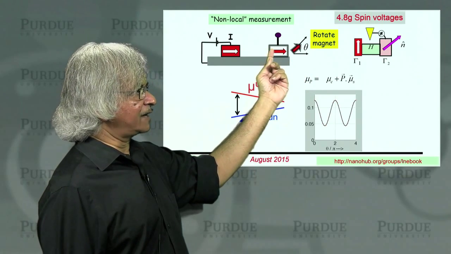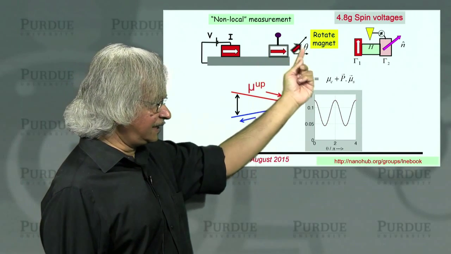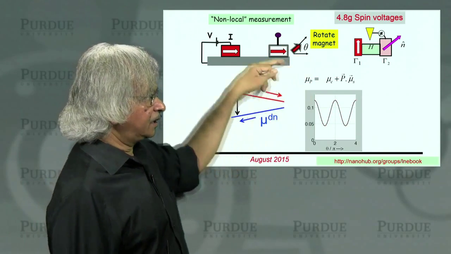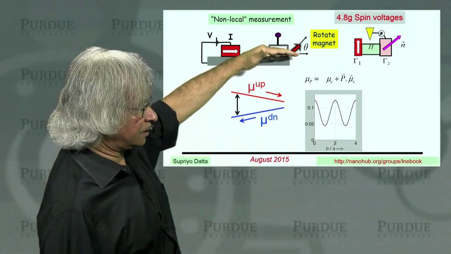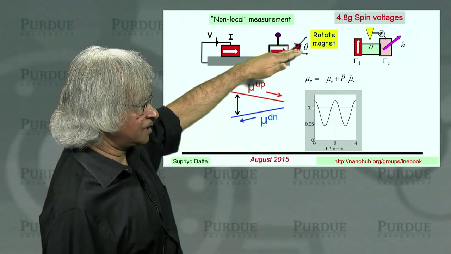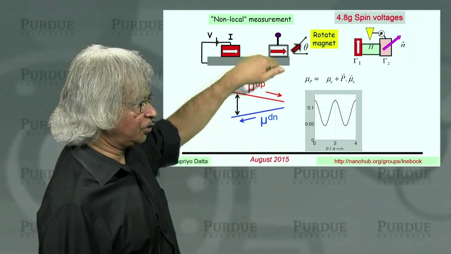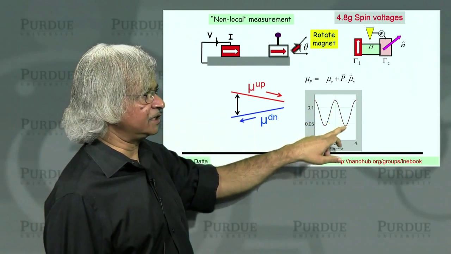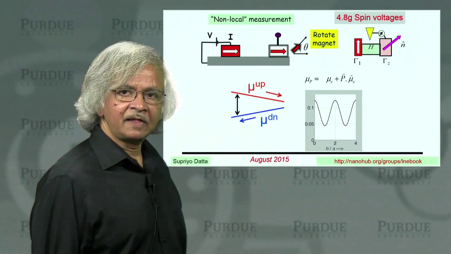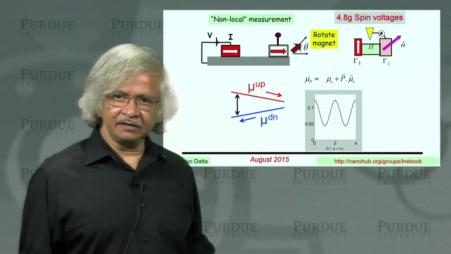And so you should see a potential that is oscillating as you rotate the magnet. Usually the magnet is rotated in the plane, but it could be rotated out of plane too. Usually it's harder to take it out of plane like this, but in plane you would rotate it, and you'd see this oscillation in the potential. And such measurements have been made.